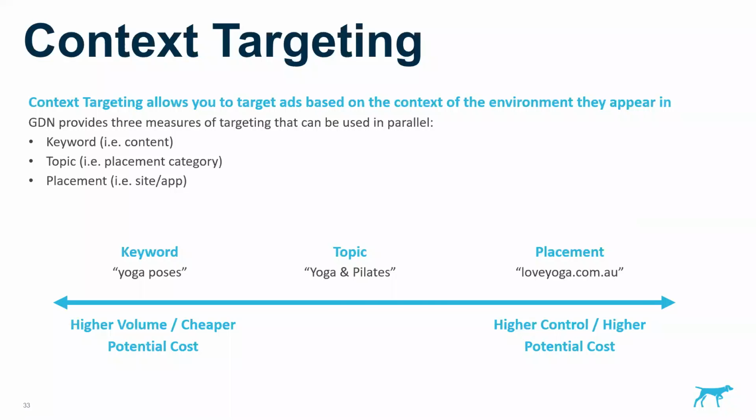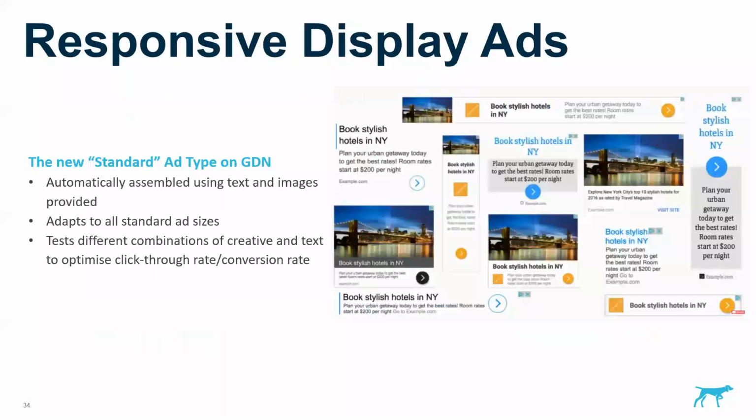In terms of creative, I mentioned that the previous standard ad sizes were the bread and butter. What Google Ads and the GDN have done is create these responsive display ads. These are automatically assembled using text and images that you provide. There'll usually be a few sizes of image, a number of headlines, some descriptions, a logo, and these can adapt to all of those standard ad sizes that we saw earlier.